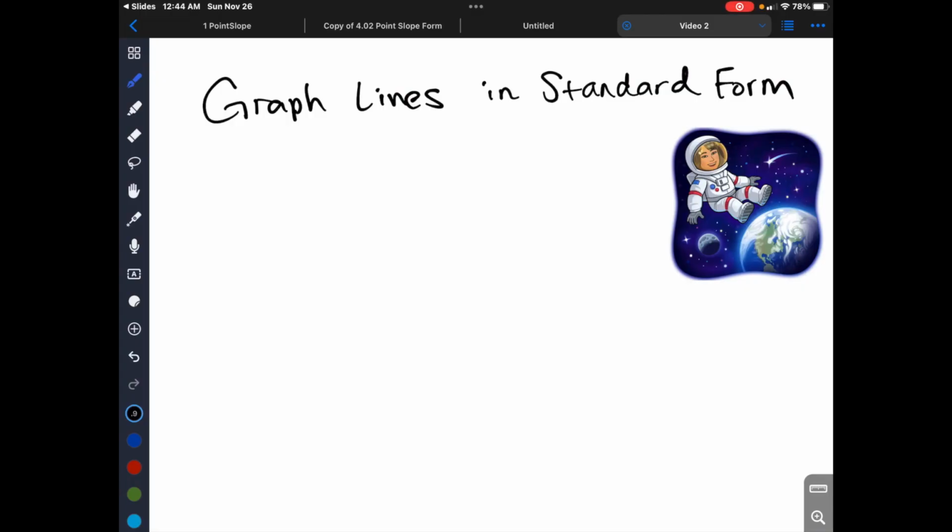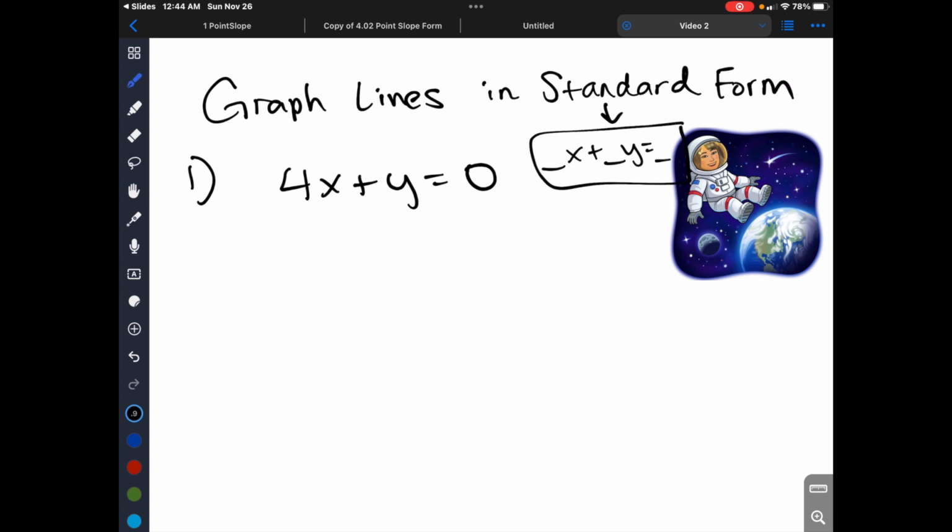Start graphing lines in standard form. So here, let's start with number 1. Here we go. They give you it. This is standard form. Standard form is a number x plus a number y equals a number. So this is in standard form, and we need to learn how to graph it. How do we graph it?